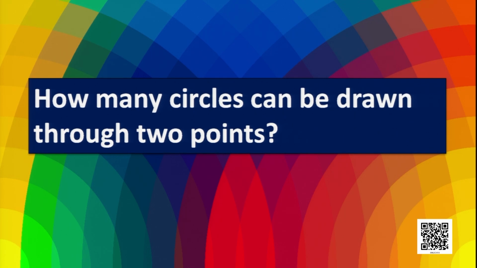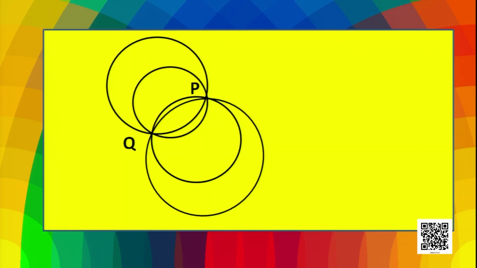Now what about 2 points? How many circles can be drawn through 2 points? You see, this is the situation. P and Q are 2 points and here we have drawn so many circles. So we can say we can draw infinitely many circles through 2 points P and Q.